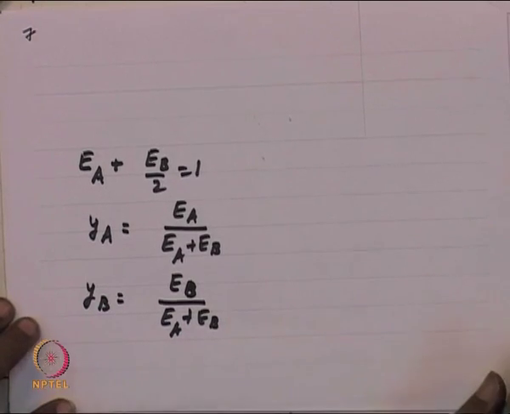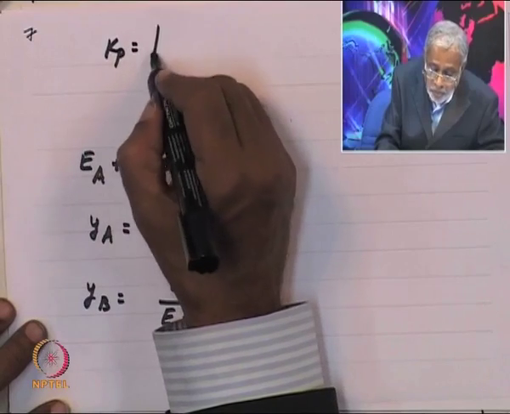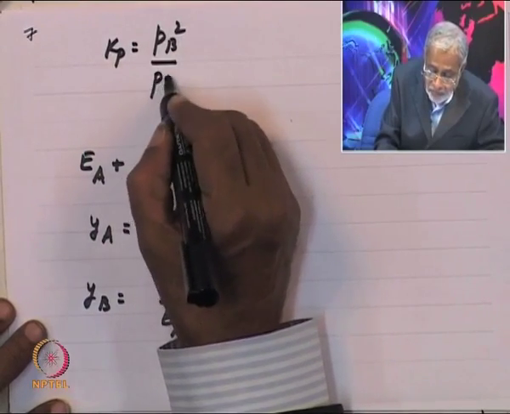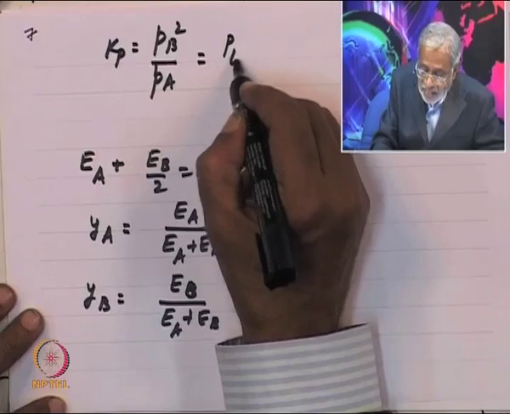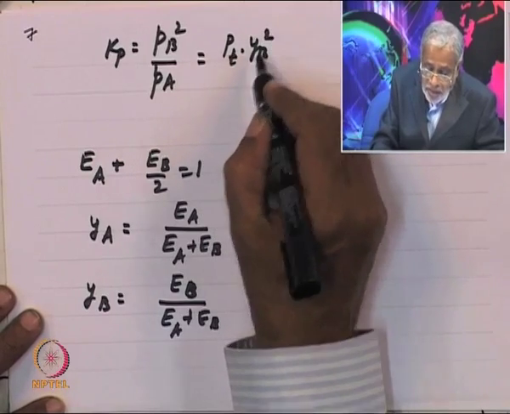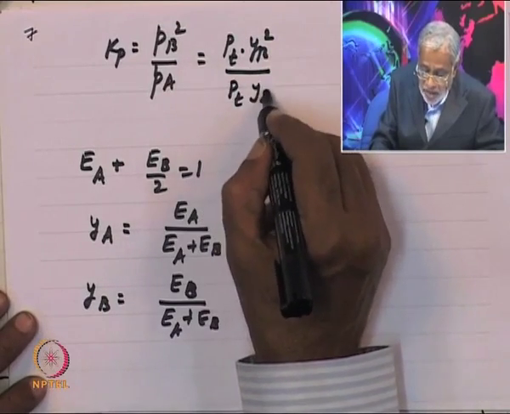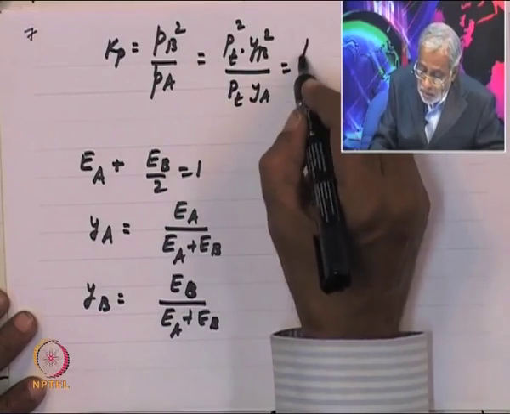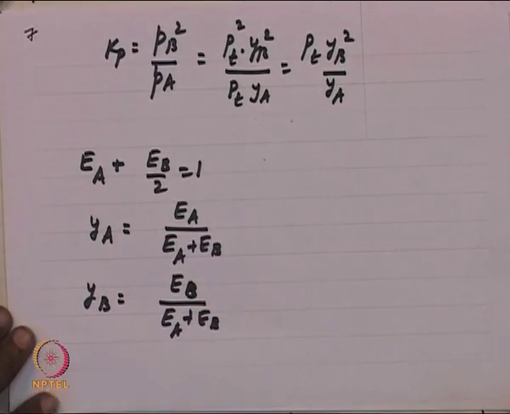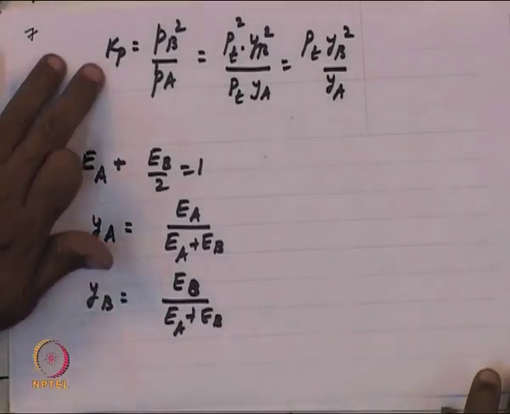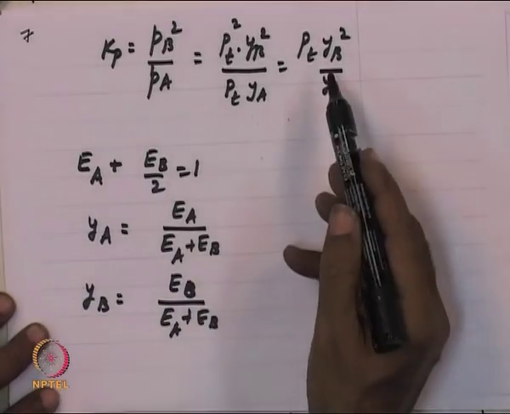All right. Now, we also know that K P, I am talking about environment E now, K P equals P B squared divided by P A. That we know from our basics. Now, therefore, P B squared by P A can also be written as P t times y b squared divided by y a, with P t squared in the denominator cancelling one factor. So, this becomes P t y b squared divided by y a. Okay. So, essentially our equilibrium representation gives you K p is given by P t y b squared by y a.